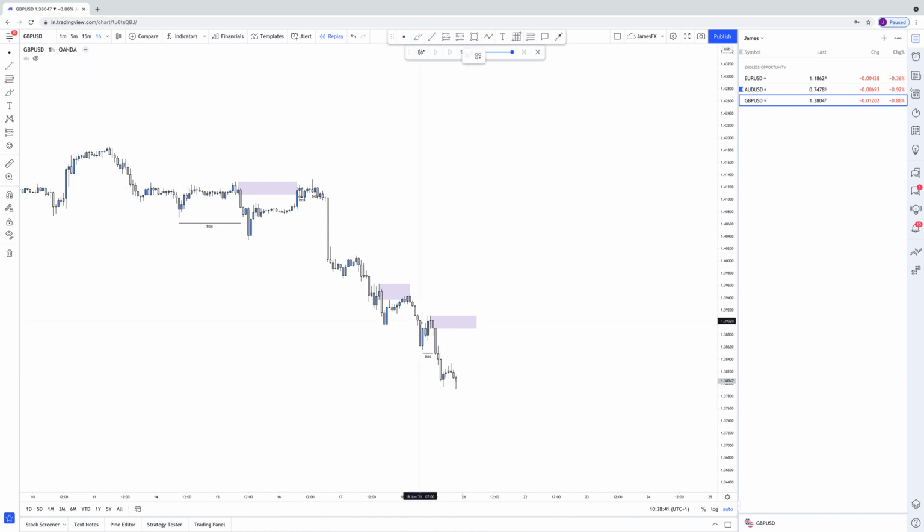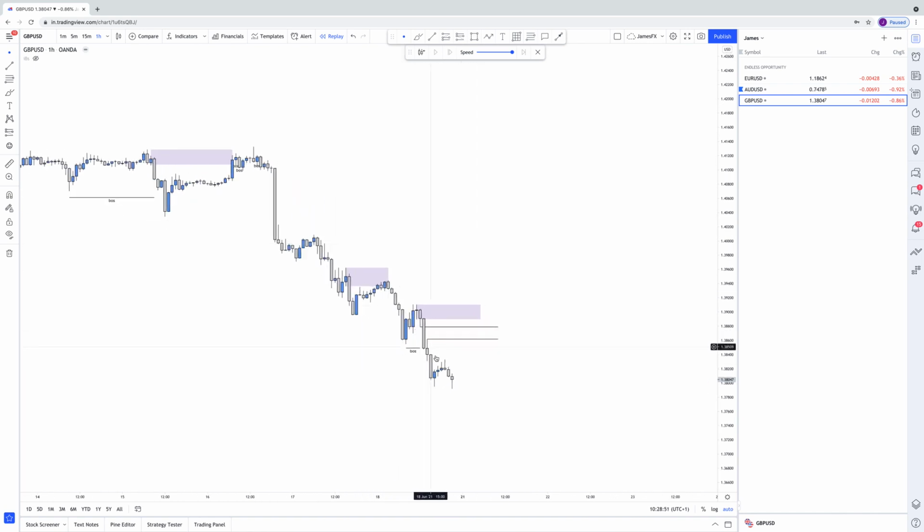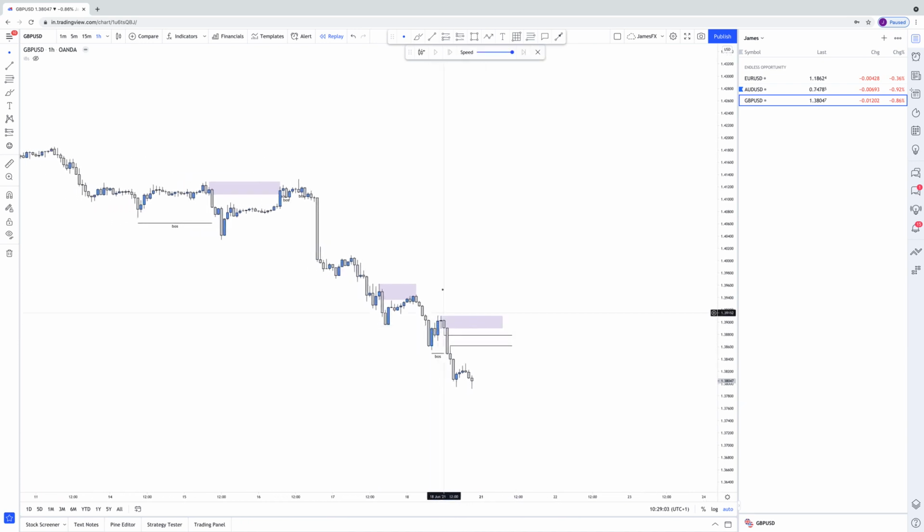If we mark on this area here, we have a little bit of imbalance, as you can see, from wick to wick. So inefficient pricing. So we may see a deeper pullback into that area, a bit of liquidity being built, a sweep of liquidity tapping into this area here, and then look to get short from that area there.